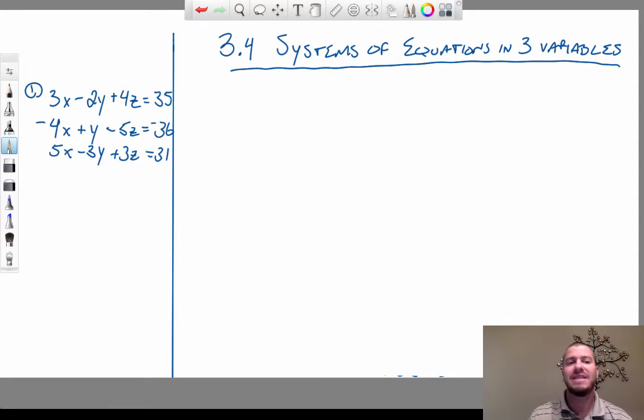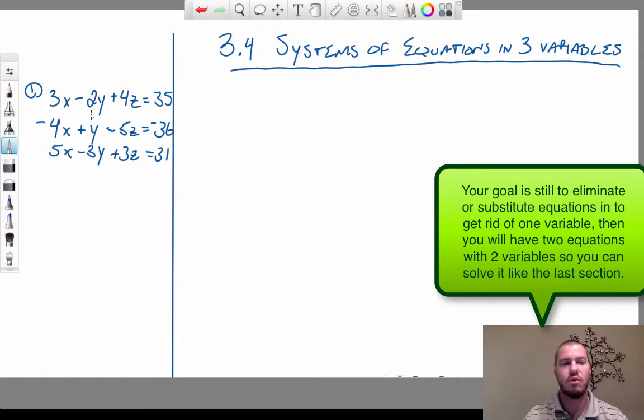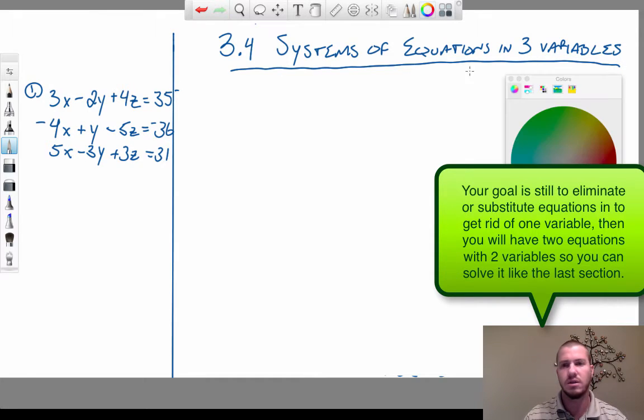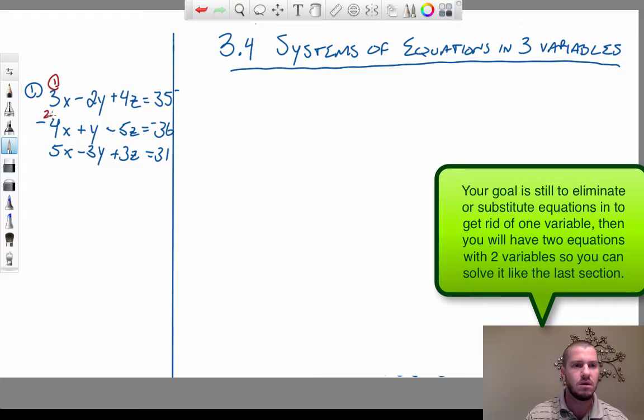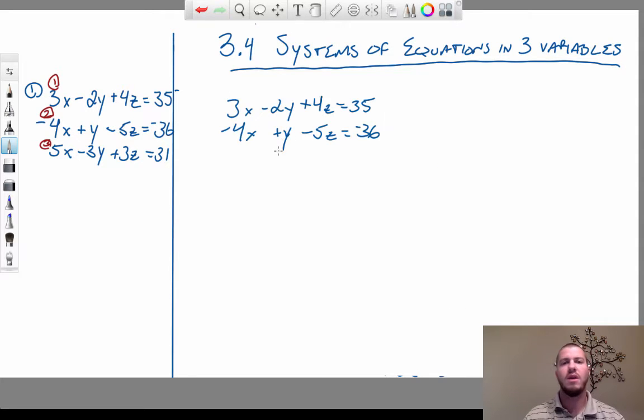Okay, now the system's going to have three variables. So we've added this z to it, and because it has three variables, it also is going to have three equations. And because this middle equation has a variable with 1 or -1, I'm going to use that one. I'm going to call these equations 1, 2, and 3. So I'm going to use equation 1 and 2 in order to eliminate a variable.